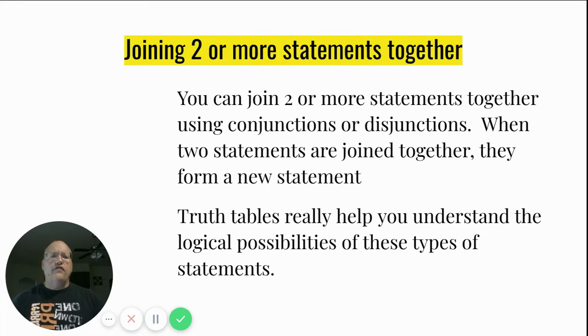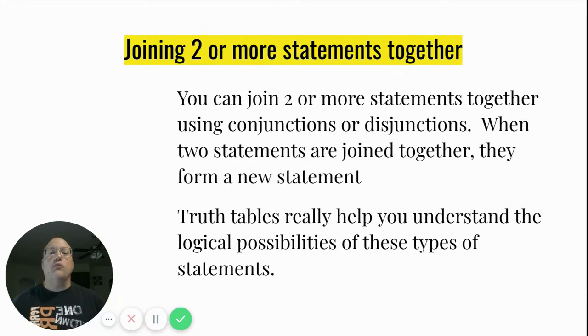Now, there's something you do need to know. Okay, if you join two statements together, then you double the number of possibilities. Remember that when you just have one truth statement, there's only two outcomes, right? But when you join two statements together, you have double the number of outcomes. So there's 2 times 2 outcomes. So whenever two statements are joined together using logical conjunctions or disjunctions, now there are 4 potential truth outcomes.